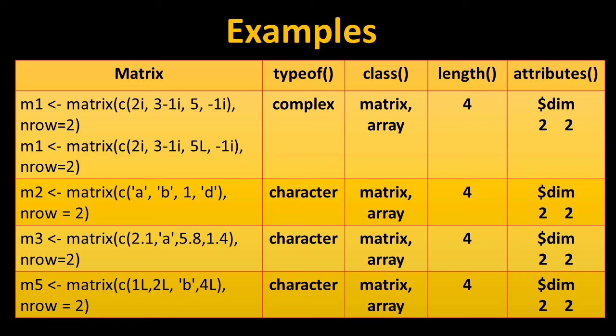Similarly, in the fifth matrix we can see if 3 elements are integer and 1 element is character, in that case also the typeof function will return character, that means M5 has stored character elements. So the crux of these examples is this, that if we are storing different types of elements inside the matrix, then the matrix function will treat all the elements as having the same data type, and the typeof function will return one data type of the elements.